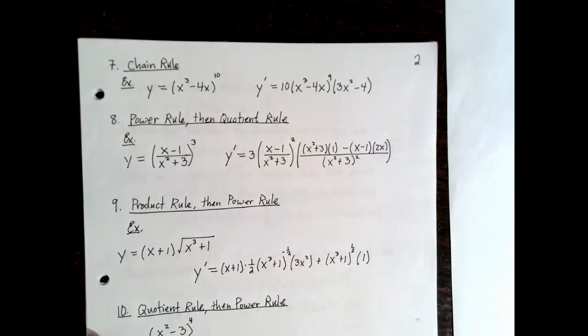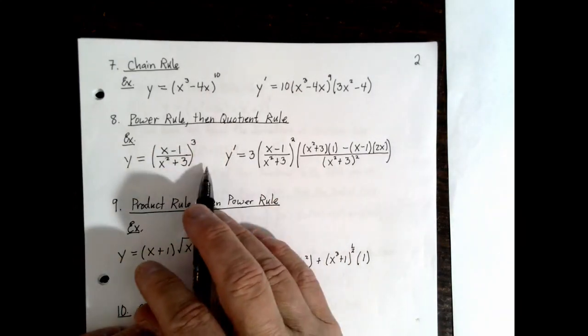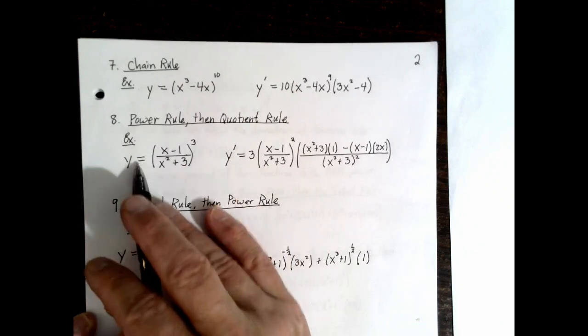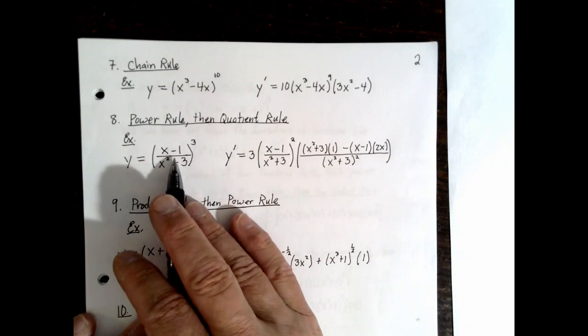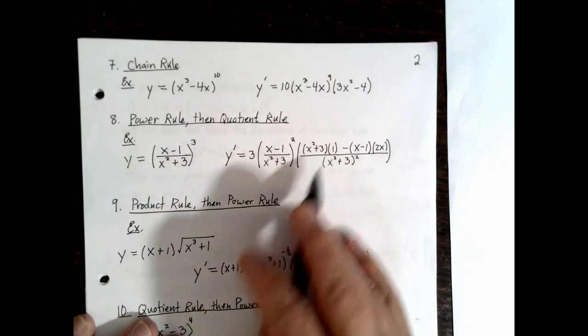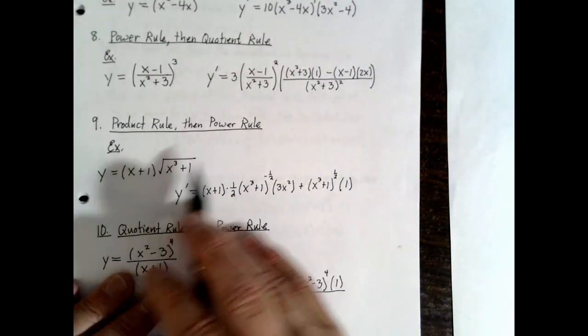Alright. Power rule and quotient rule. So power rule would mean you bring the 3 out front and subtract 1 from the 3, but then you have to take the derivative of what's inside, and that invokes the quotient rule. Product rule, then power rule.